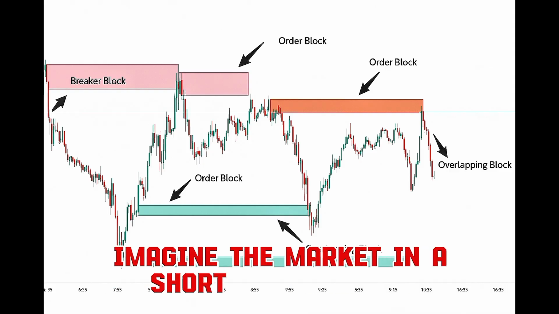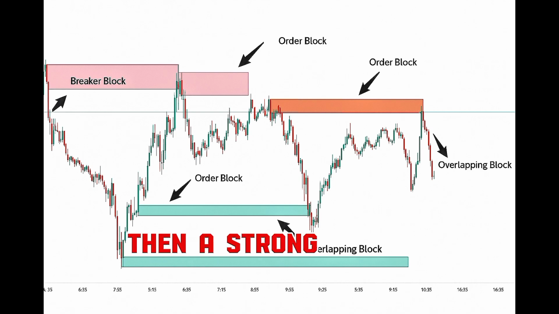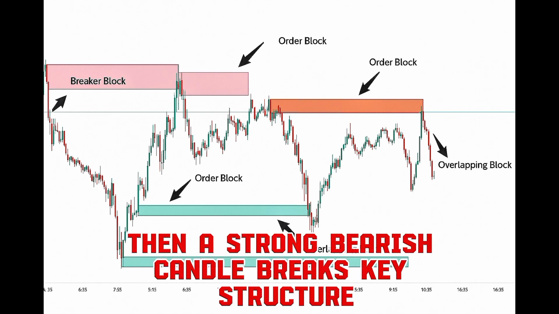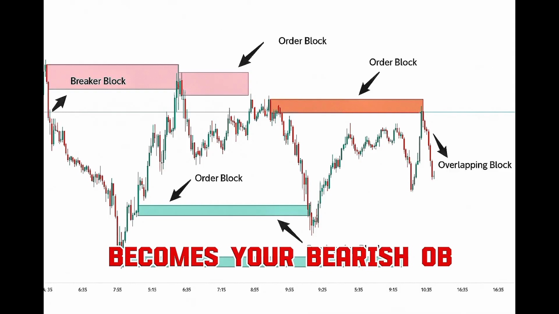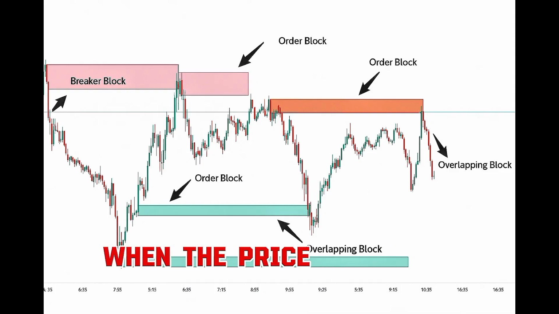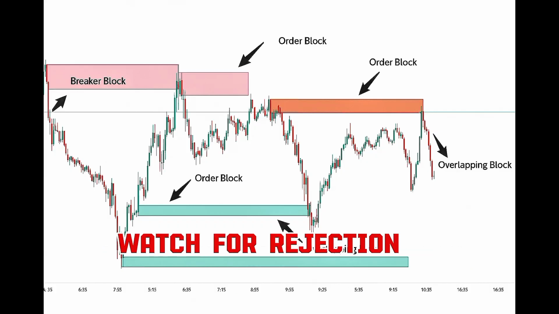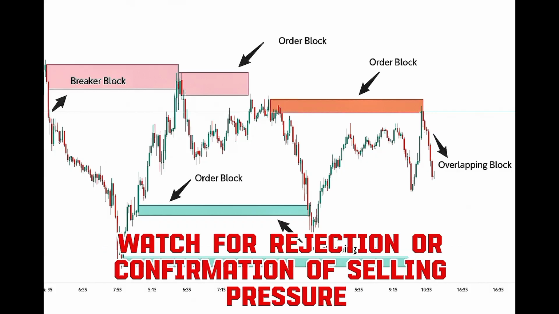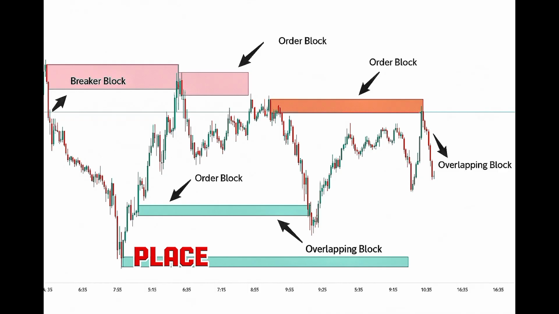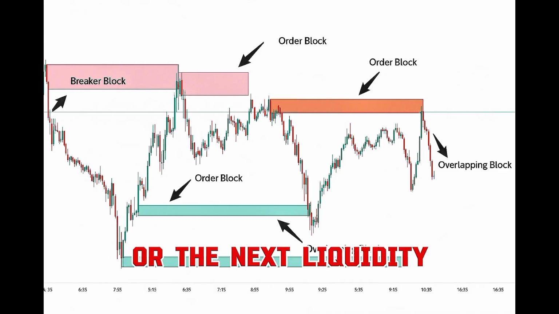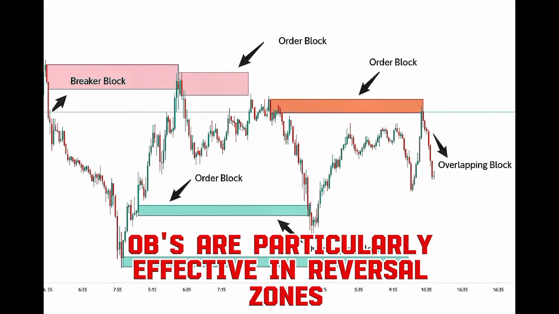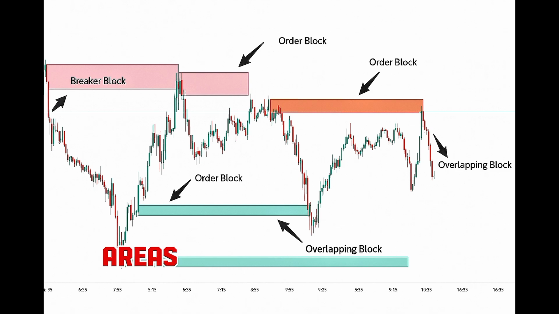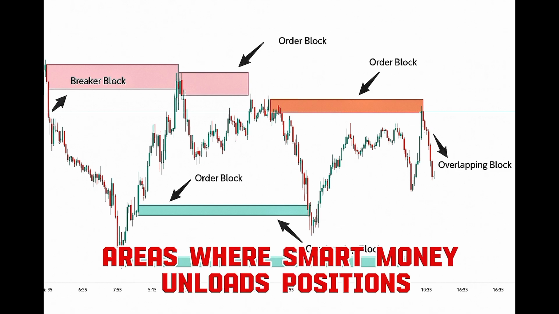Now let's flip the logic for a bearish order block. Imagine the market in a short-term uptrend. Then a strong bearish candle breaks key structure. The last bullish candle before this drop becomes your bearish OB. Mark the zone. When the price returns to this level, watch for rejection or confirmation of selling pressure. Enter short at the zone, place your stop loss above the OB, and target the previous low or the next liquidity level. Bearish OBs are particularly effective in reversal zones, wedges, or overbought areas where smart money unloads positions.